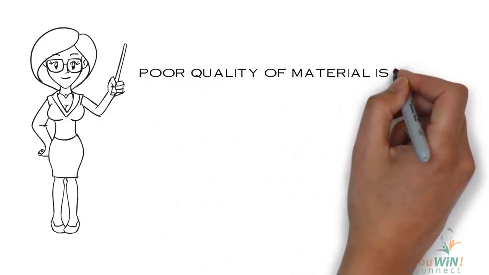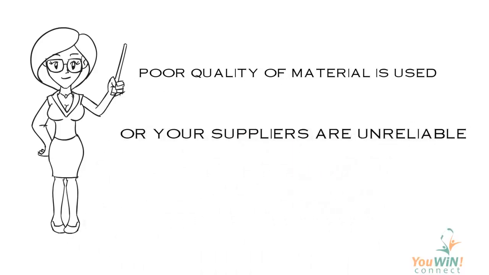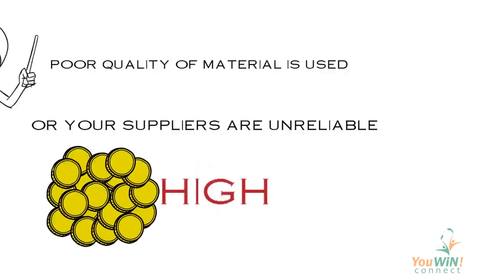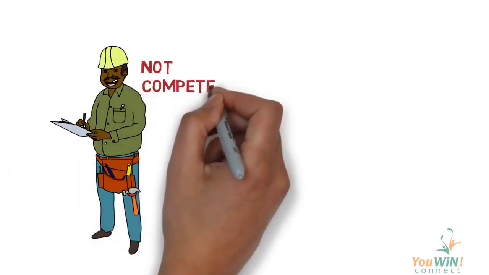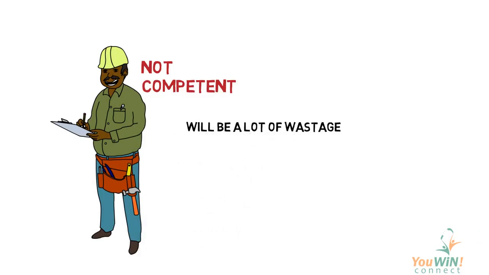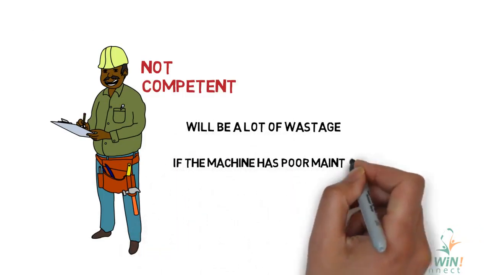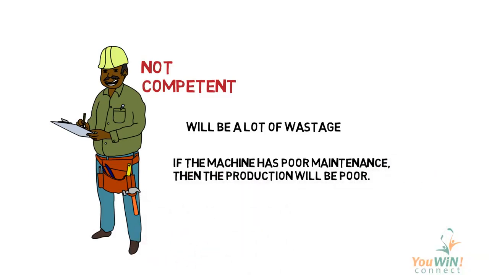If poor quality material is used or your suppliers are unreliable, then your cost will be high. When the staff using it is not competent, there will be a lot of wastage. If the machine has poor maintenance, then the production will be poor. These are some of the causes of cost variances.